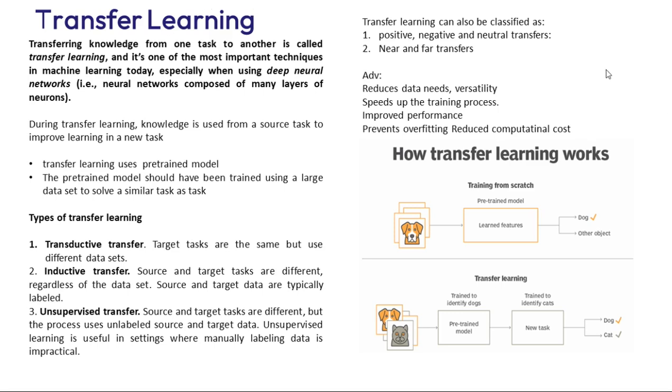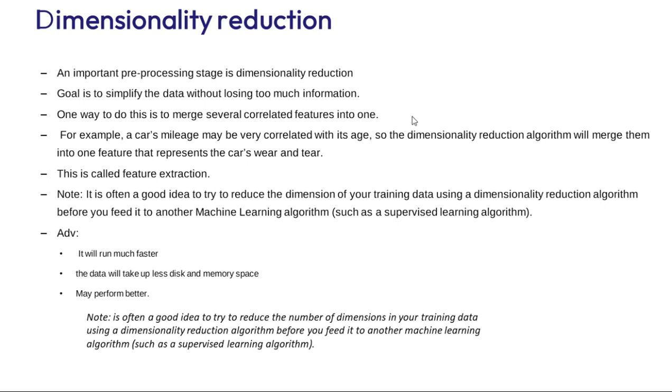And the advantage of this is, as you already have a pre-trained model, you definitely need very little data. It is very versatile because you already have a very good pre-trained model which is proven to be good, right? The pre-trained model is proven to be good, which will definitely have good performance. So therefore you have improved performance, speed-up, and it also prevents overfitting and reduces computational cost. Now what is overfitting, underfitting, we'll see later.